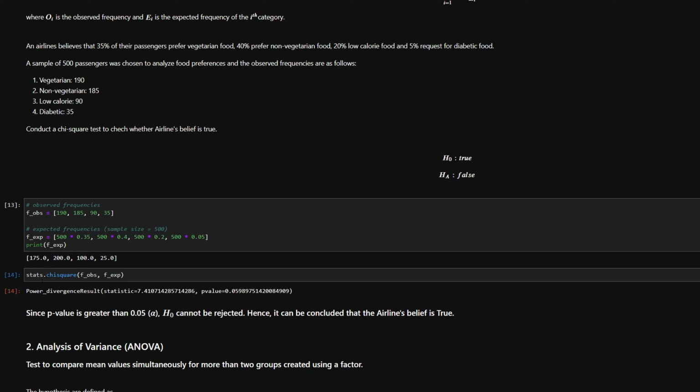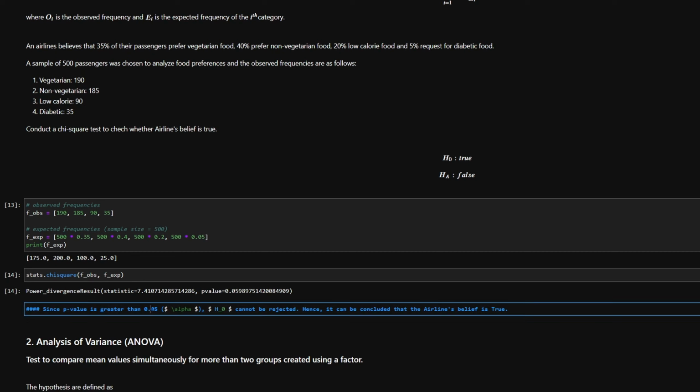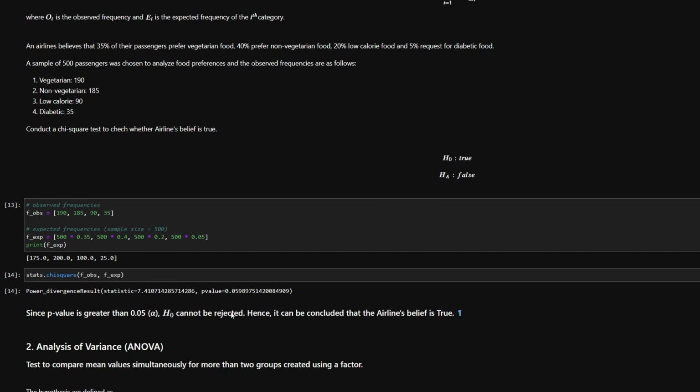Now we're just using the chi-square method from the stats library, and we are giving the observed distribution and the expected distribution. And when we run this, we are going to see the chi-square statistic, that's 7.4, and the p-value 0.05. That's a little bit more than the level of significance alpha of 0.05. That means that the H naught or the null hypothesis cannot be rejected. Hence, it can be concluded that the airline's belief is true.